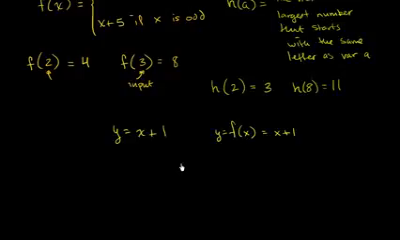So for example, when x is 0, we could say f of 0 is equal to, well, you take 0, you add 1, it's equal to 1. F of 2 is equal to 2. You've already done this before.